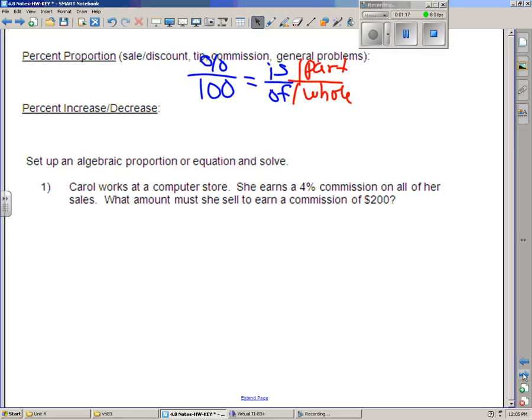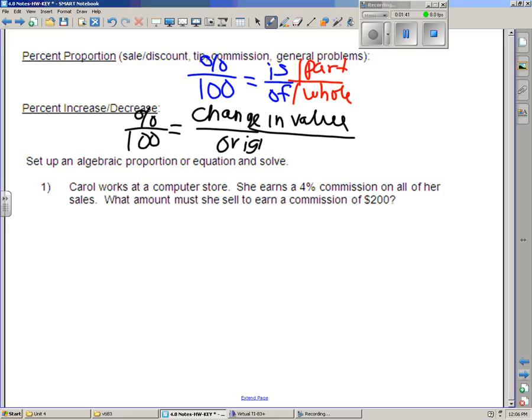When you talk about percent increase or decrease, it's still going to be percent over 100. But what happens now is if there's a change in a price or change in a value, then it could be either change for going up or change going down. The idea is your percent proportion looks like percent over 100 equals the change in value over the original value. So the idea here is when you do the change in value, you're always going to want to do big minus small because you don't want to have any negatives. So set up an algebraic proportion, or it could be an equation, but I tend to do proportions, and then you're going to solve.